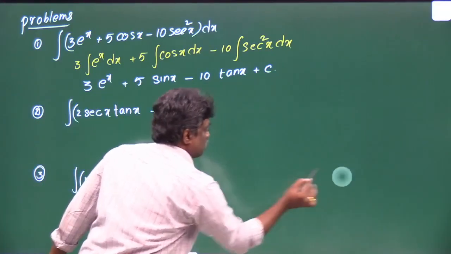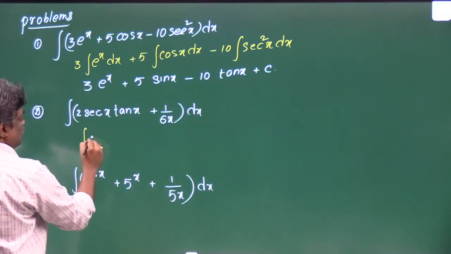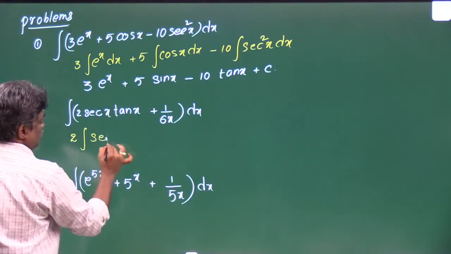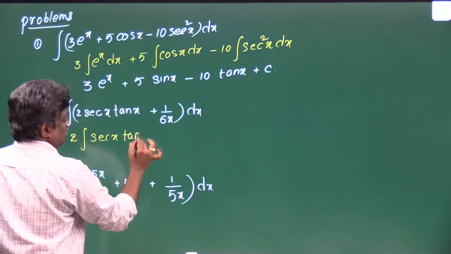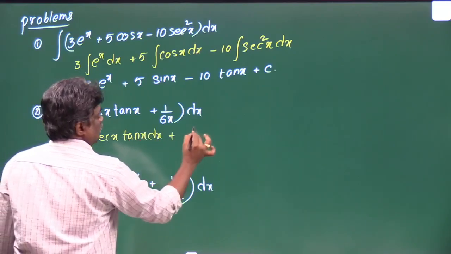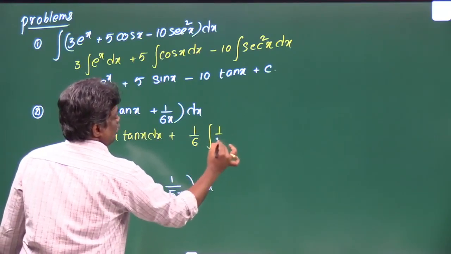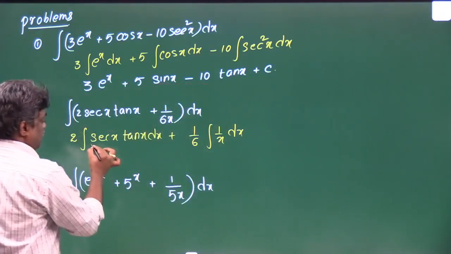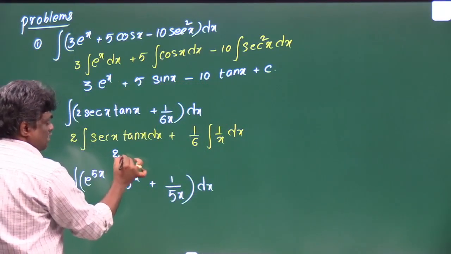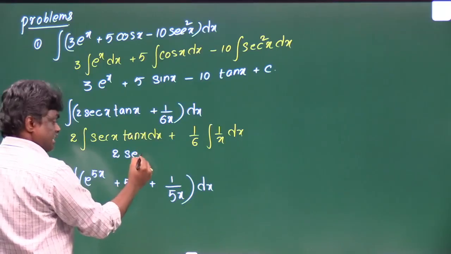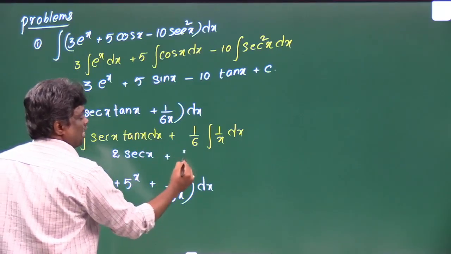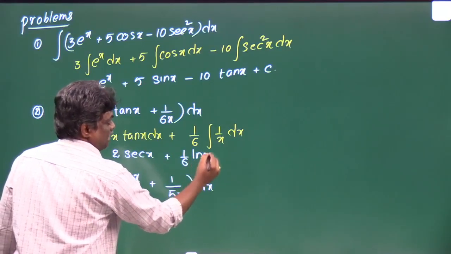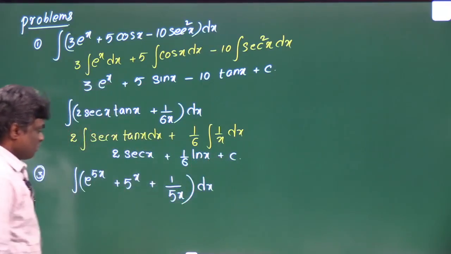Here also just split it, integral, you can write 2 outside, come on, do it, secant x tan x dx plus 1 by 6 integral 1 by x dx. Here we have secant x tan x, whose integral is secant x, plus 1 by 6, and integral 1 by x is nothing but log x plus c.